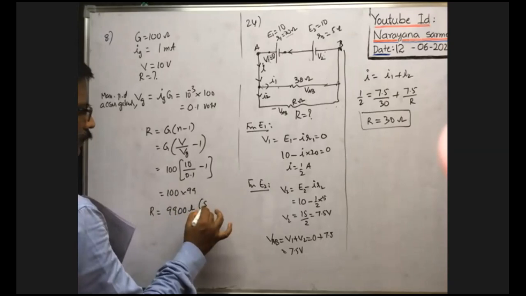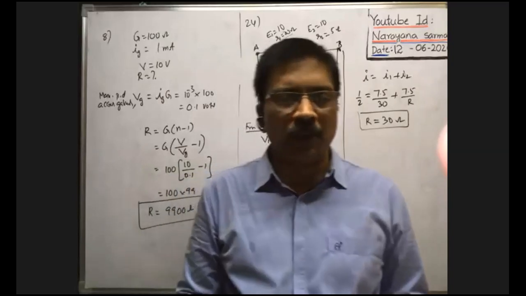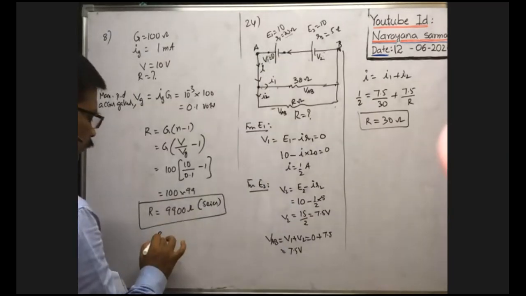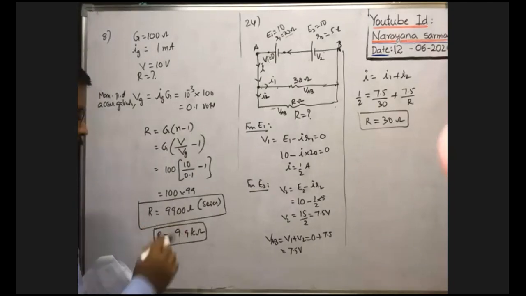So to convert the galvanometer into a voltmeter to measure a large potential difference, we have to connect a high resistance in series with the galvanometer. Yes, 9900 ohm. This is also equal to 9.9 kilo ohm. We can write the answer like this: 9.9 kilo ohm. That is the answer.